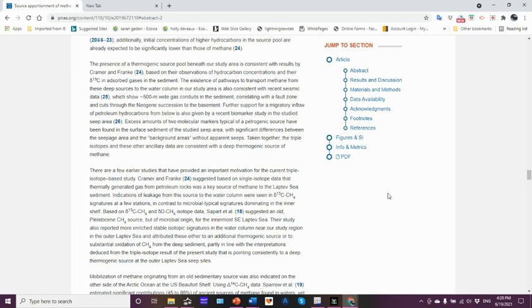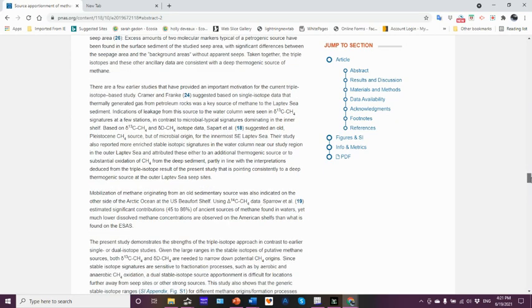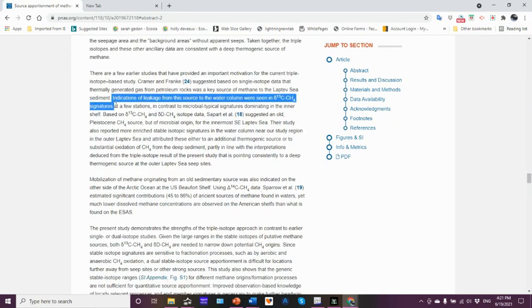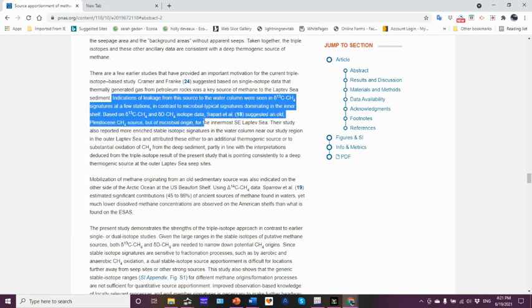They also seem to be implying that the thermogenic releases are greater than biogenic releases and therefore have a higher concentration, is what they're basically saying. Here's something interesting. Indications of leakage from this source to the water column were seen in the Del 13 signatures, in contrast to microbial typical signatures dominating in the inner shelf. That is very important. It makes a distinction here.